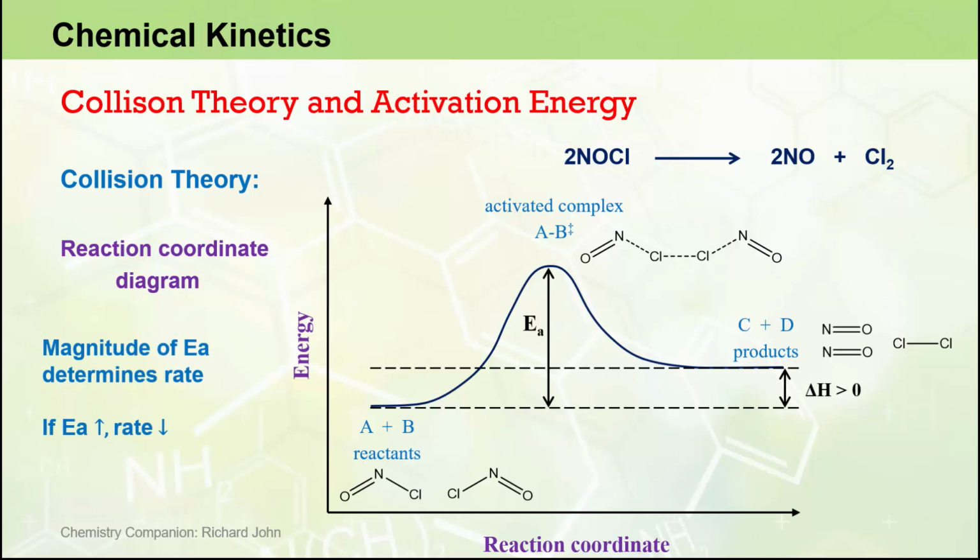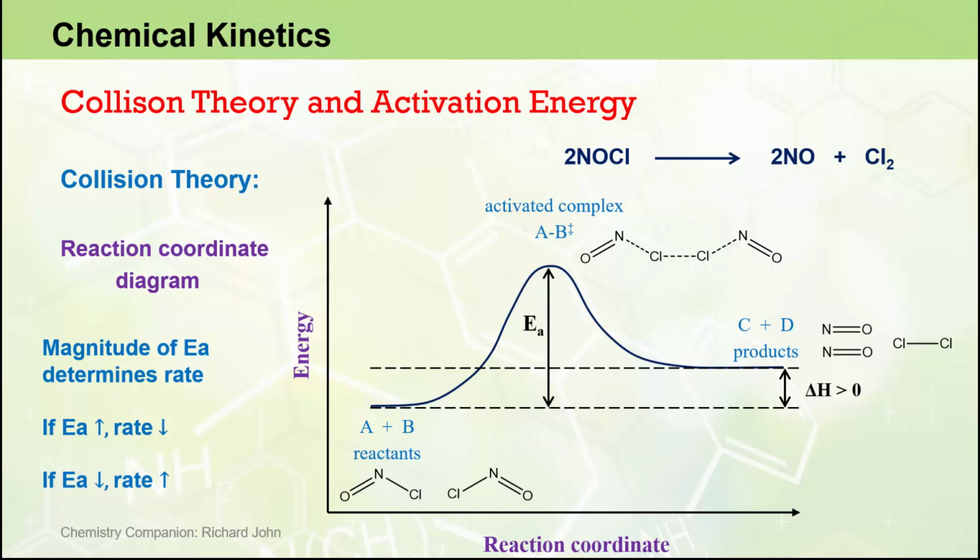If EA is relatively large compared to the energy of reacting molecules, then fewer molecules will have sufficient energy to reach the transition state, and the reaction will be slow. If EA is relatively small compared to the energy of the reacting molecules, then many molecules will have sufficient energy to reach the transition state, and the reaction will be fast.